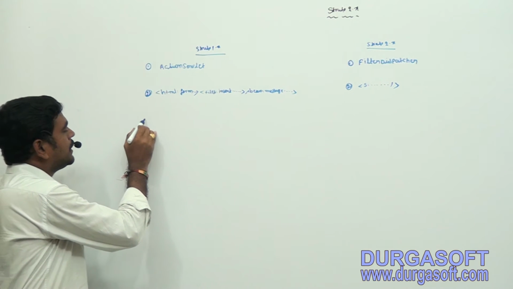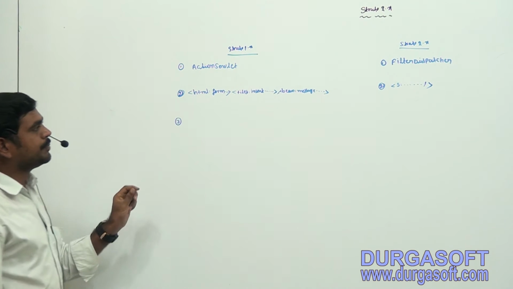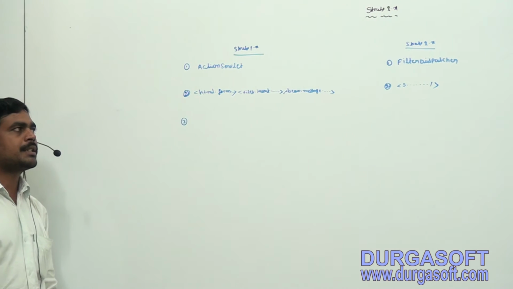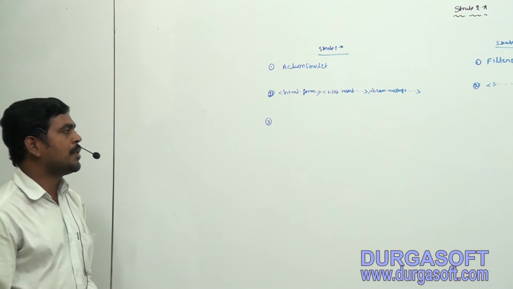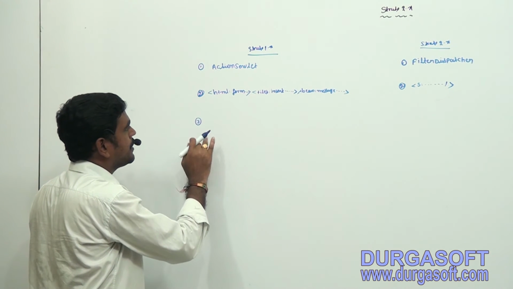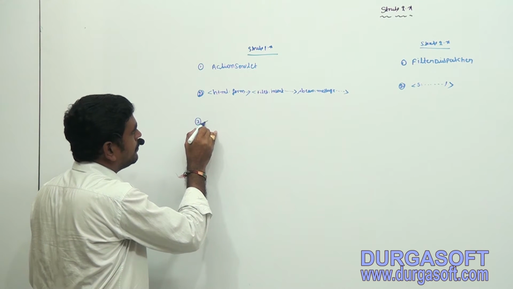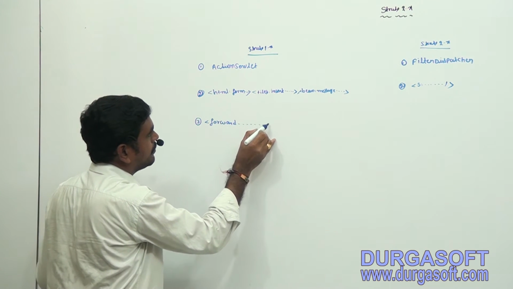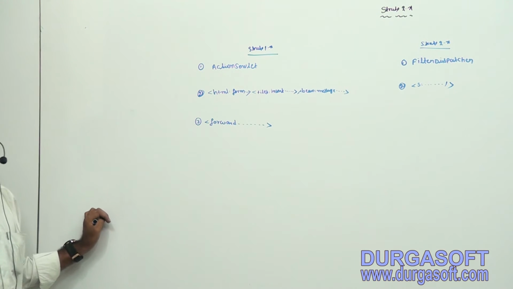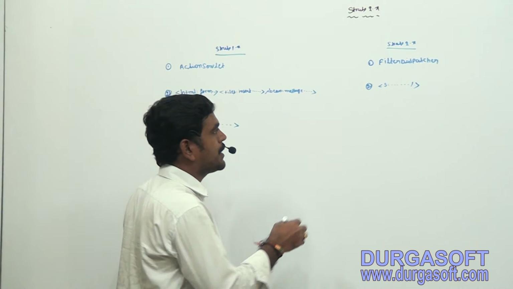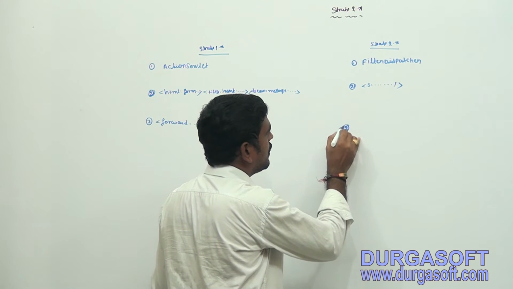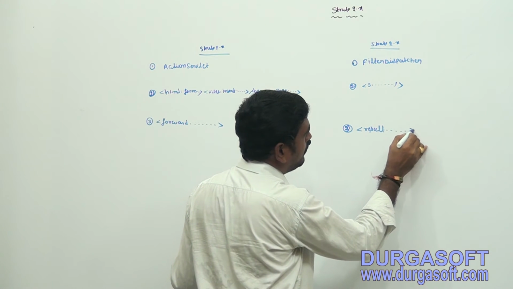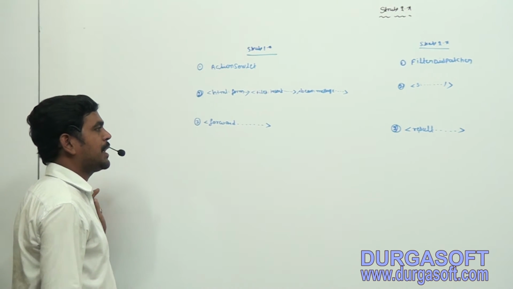The third difference is that in Struts 1.x, we have to use the forward action tag while displaying any views, whereas in Struts 2.x, we use the result XML tag.